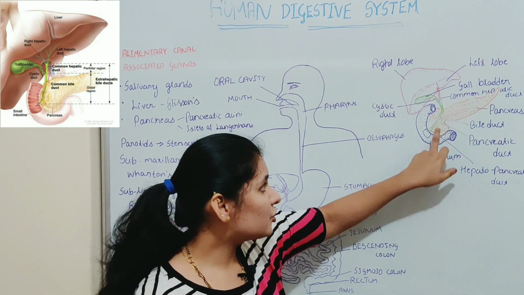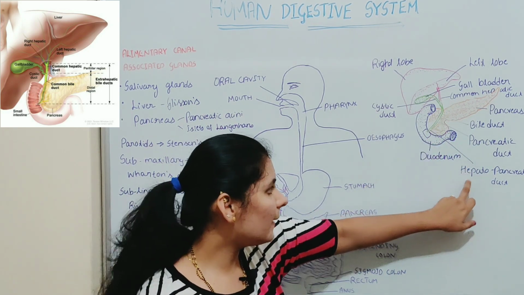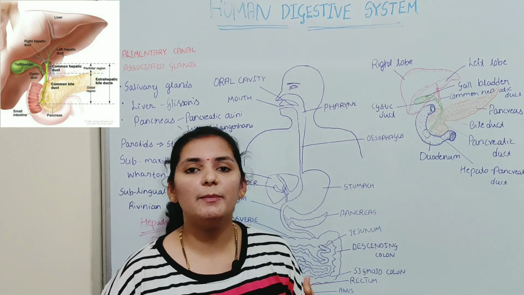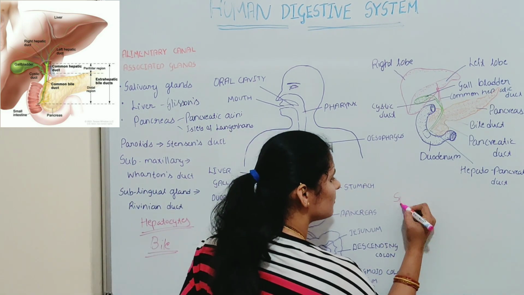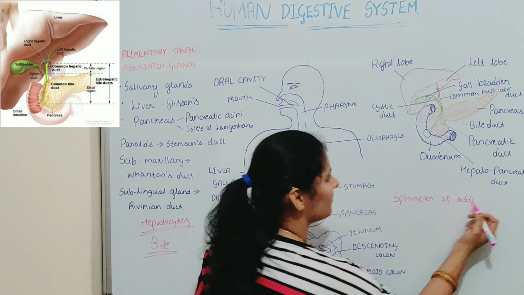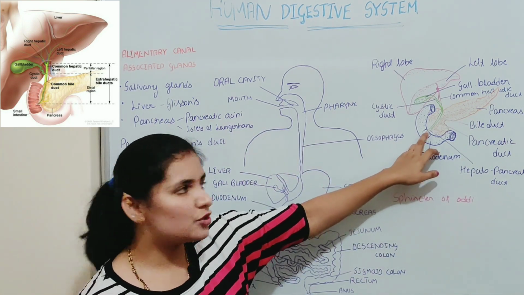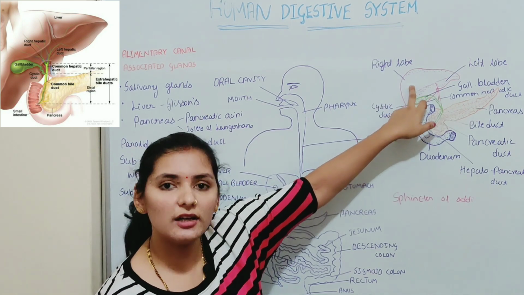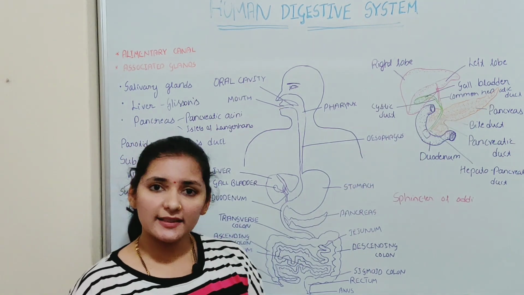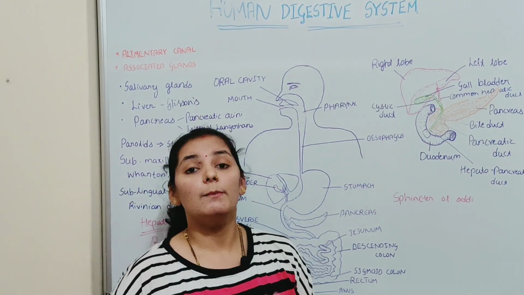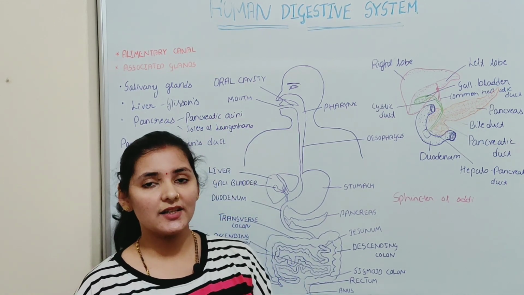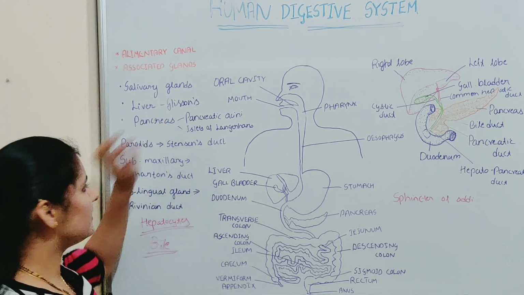So the common bile duct joins with the pancreatic duct to form the hepatopancreatic duct. The opening of the hepatopancreatic duct is guarded by a sphincter, and that sphincter is known as sphincter of Oddi. So through this opening, the bile juice which is secreted by the hepatocytes or liver cells is emptied into the duodenum. This bile juice plays a very important role in digestion and absorption of fat. So that is regarding the second digestive gland, that is liver.